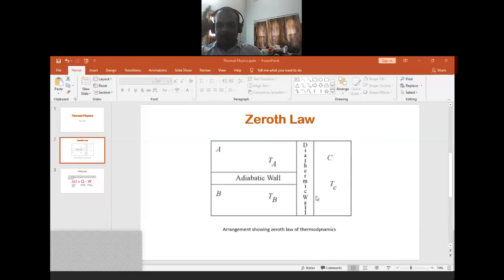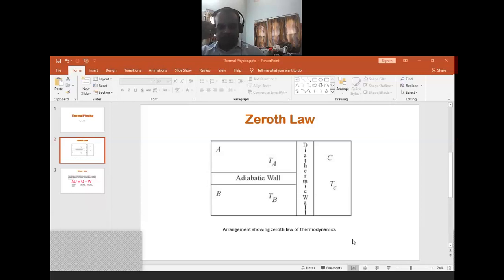Therefore, TA is equal to TC. This temperature is equal to this temperature. Suppose this is equation number 1. So TA is equal to TC is equation number 1.